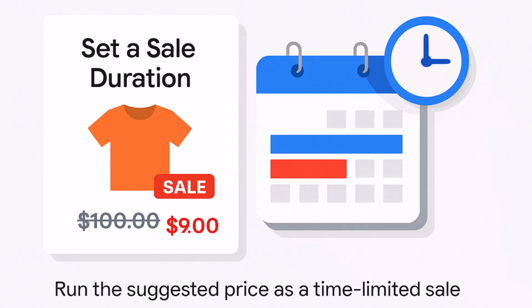Set a sale duration, which is optional but recommended. If you're using the sale price attribute, you can also specify a sale start and a sale end date. It's often a good idea to run the suggested price as a temporary, time-limited sale, say for a week or two. This creates urgency for shoppers and also lets you evaluate results over that period. After the sale, the price goes back up automatically. So if you set an end date, you don't have to manually raise it back. This controlled approach is safer for a small business than permanently lowering your price.